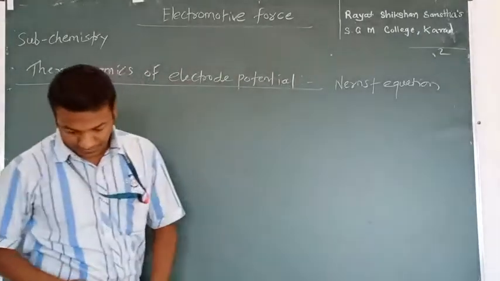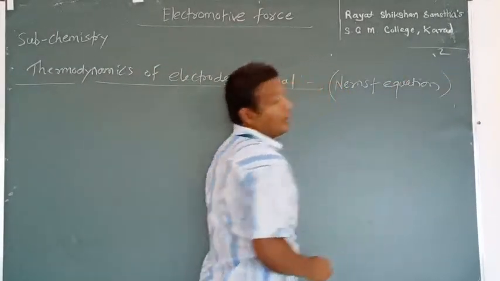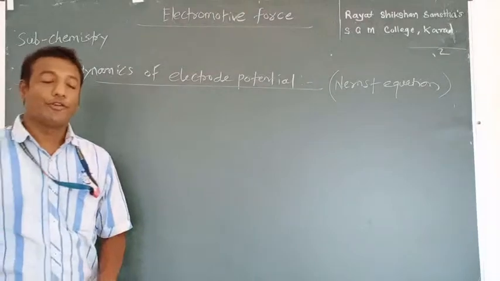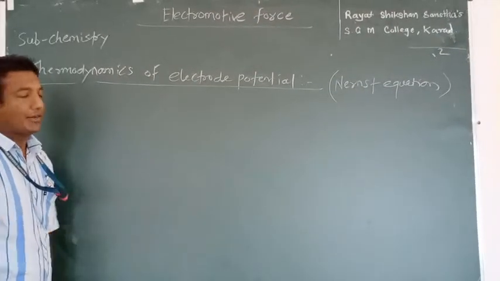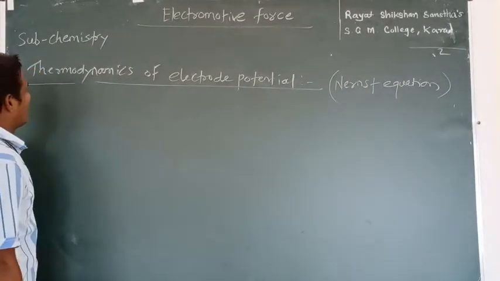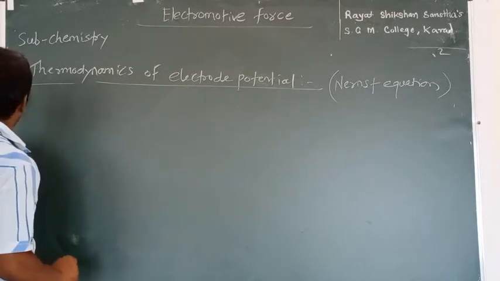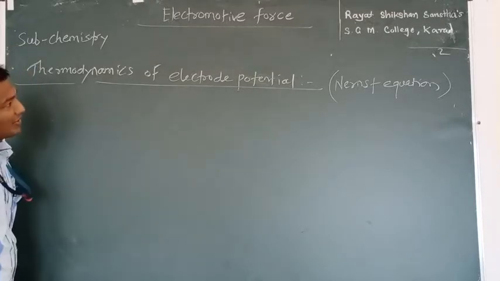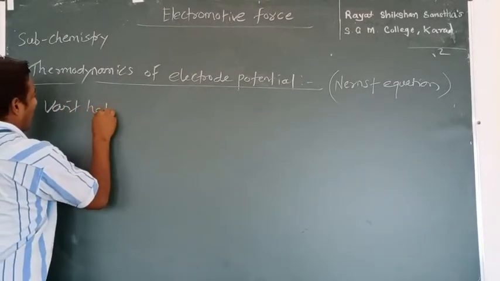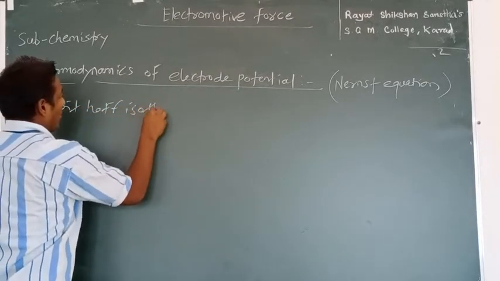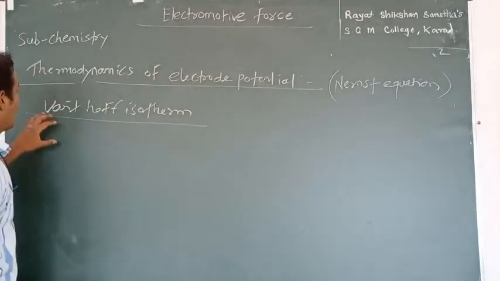Nernst equation. It's a very important point from the exam point of view. So many questions have been asked on this point. So we'll start with the Nernst equation. If you want to derive this equation, you have to take the help of the Van 't Hoff isotherm.